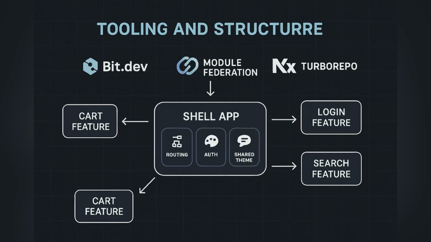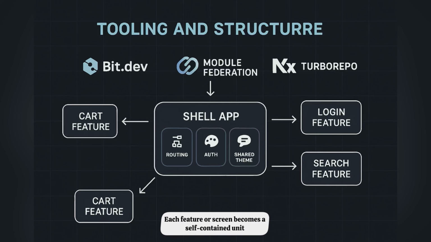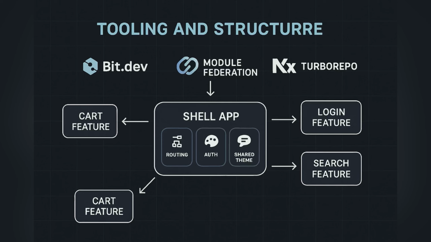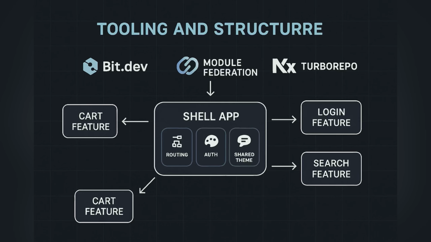To achieve this, we use tools like React Native Module Federation, bit.dev, or Monorepo architectures with tools like Turborepo or NX. Each feature or screen becomes a self-contained unit, its own navigation, styles, state management, and even API logic. You then compose them in a shell app that handles routing, authentication, and shared services like logging or theming.